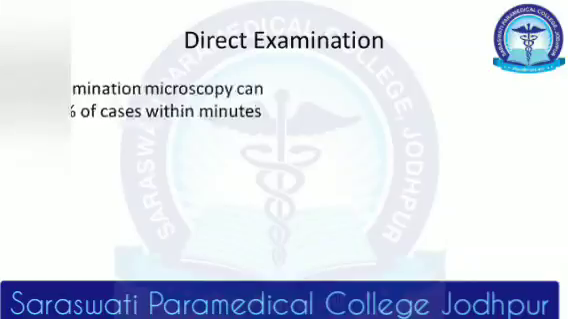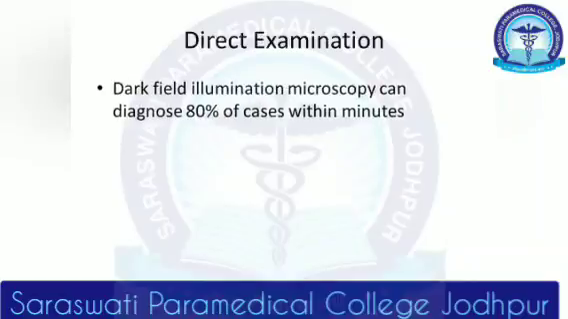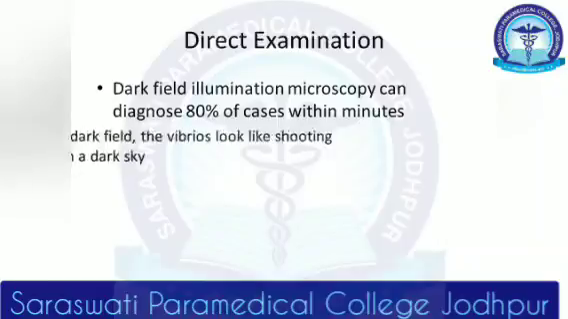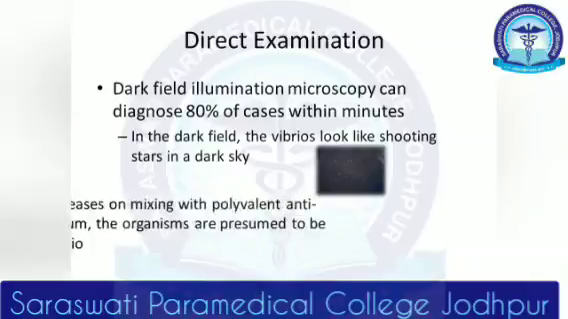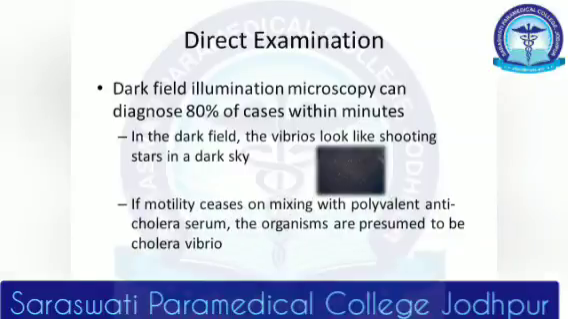For identification of Vibrio cholerae from the specimen, dark field illumination microscopy can diagnose 80% of cases within minutes. In the dark field, the vibrios can be seen like shooting stars in a dark sky. If this motility ceases on mixing with polyvalent anti-cholera serum, the organisms are presumed to be Vibrio cholerae.